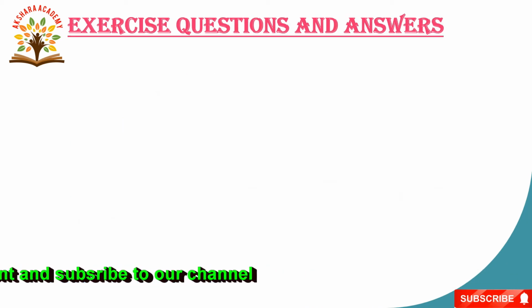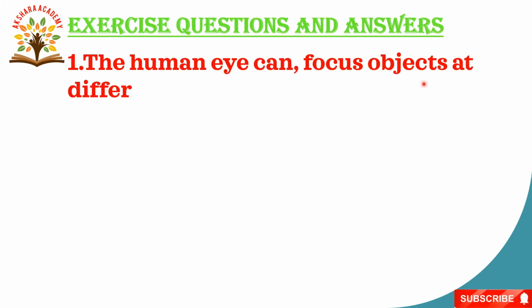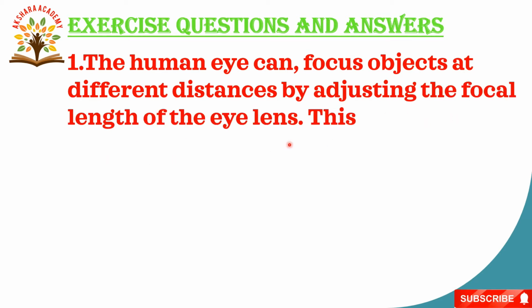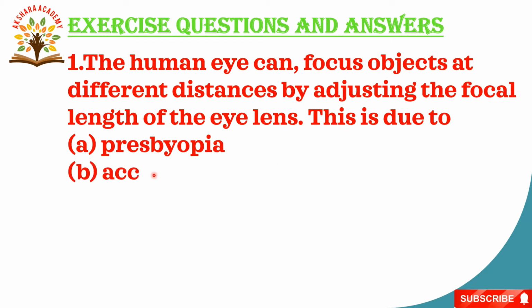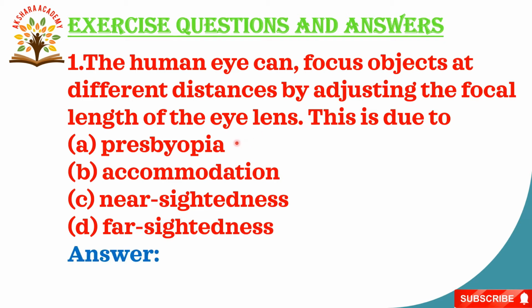Okay, next question. Now, exercise questions and answers. Come to the first one. The human eye can focus objects at different distances by adjusting the focal length of the eye lens. This is due to accommodation. Adjusting the focal length, or the ability of the eye lens to adjust its focal length, is called accommodation. So, the answer is accommodation. Okay, next.